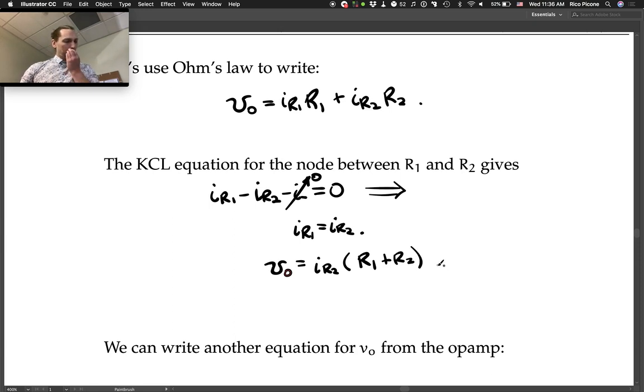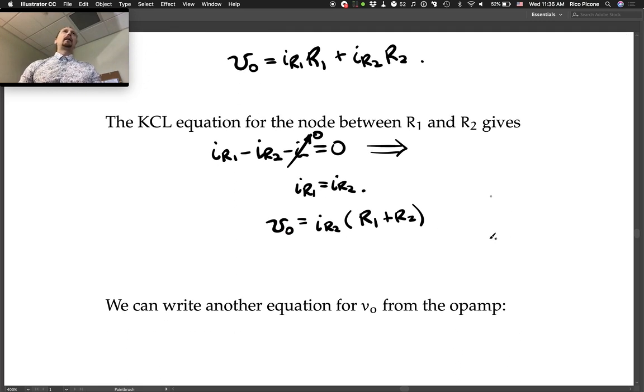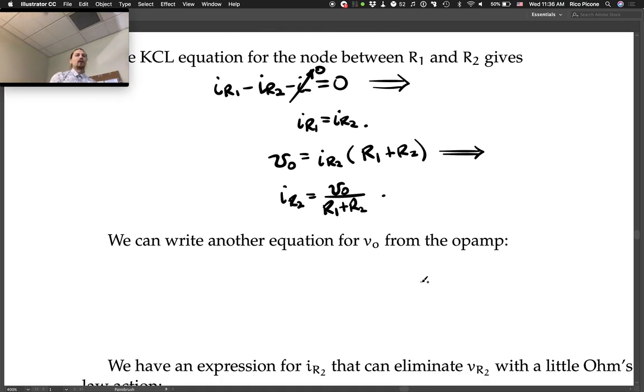Okay. So this is one expression for Vout. In a minute, I'm going to want to eliminate IR2, so let's preemptively solve this for IR2. I know it's not motivated yet, but it's easy enough to do. It's just Vout over R1 plus R2. Okay. So we can write another equation for Vout from the op amp.